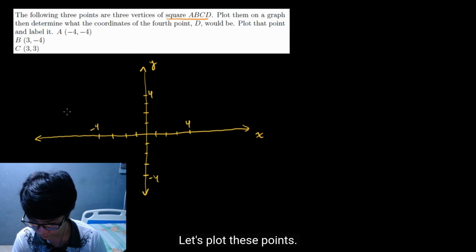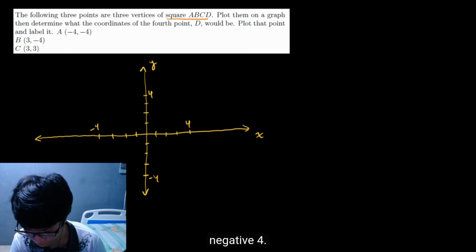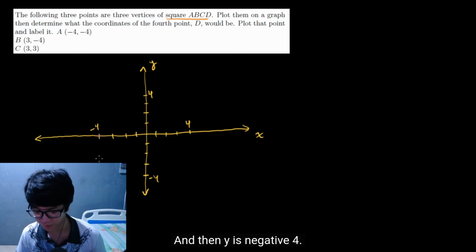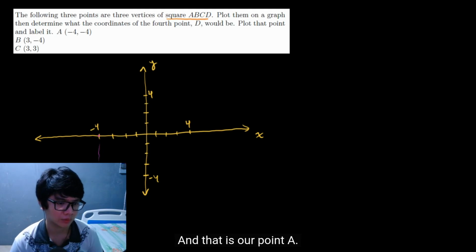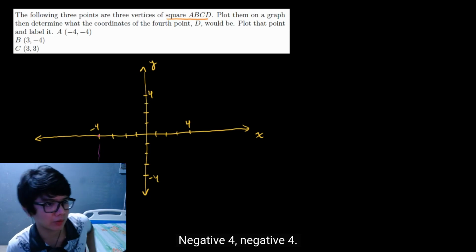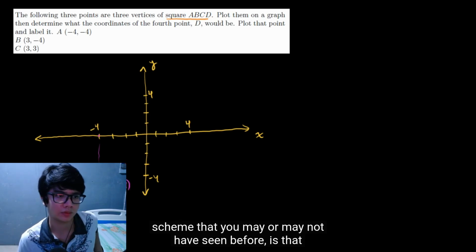And let's see, let's plot these points. So first we have the point A is equal to negative 4, negative 4. So we go x is negative 4, and then y is negative 4. So we drop down 4 right there. And that is our point A. Negative 4, negative 4.